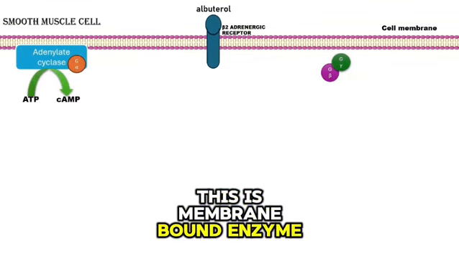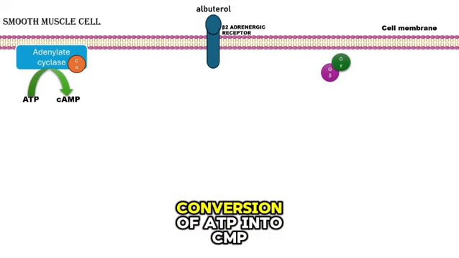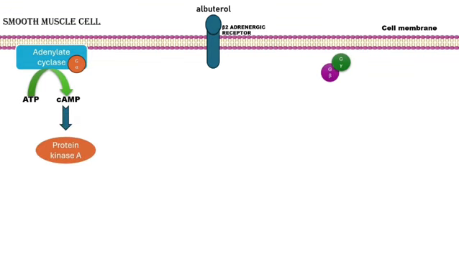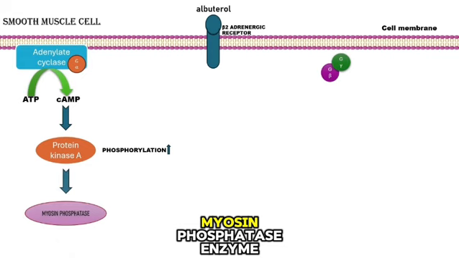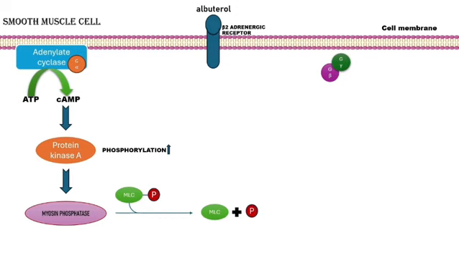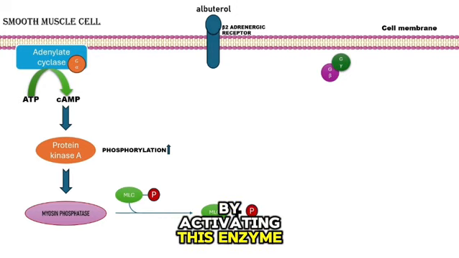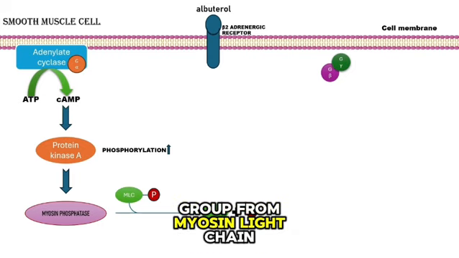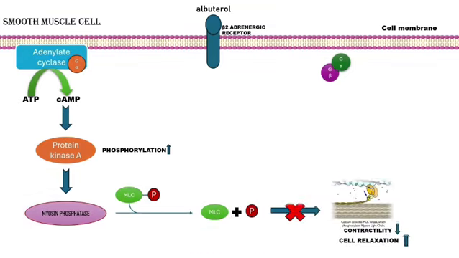This is a membrane bound enzyme that catalyzes the conversion of ATP into cAMP. The increase in cAMP activates protein kinase A. Protein kinase A activates the myosin phosphatase enzyme and inhibits the myosin light chain kinase enzyme. By activating this enzyme, which removes the phosphate group from myosin light chain, it leads to smooth muscle relaxation.